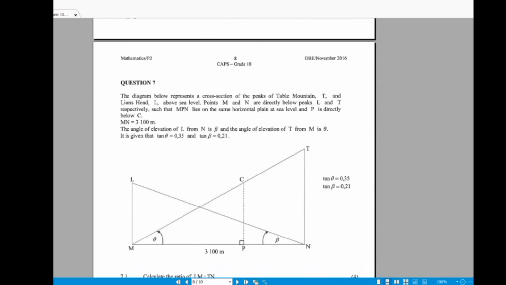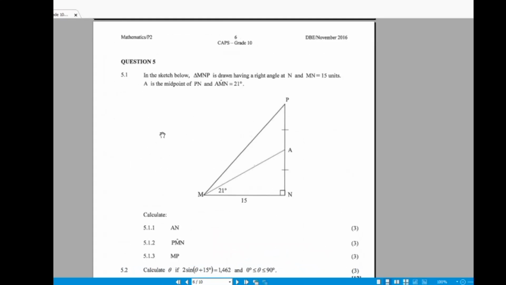Okay, so that is how we solve these questions. I hope it makes sense.